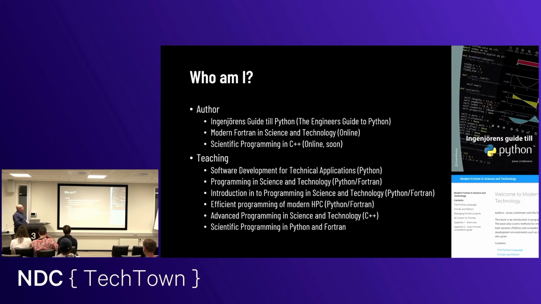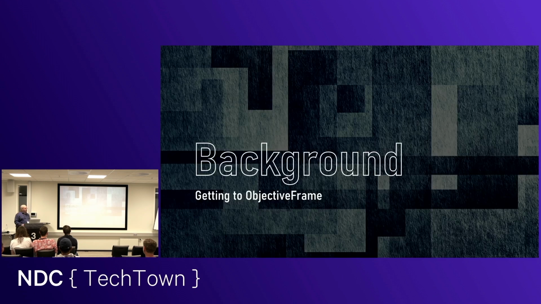I also have written some books. So I have a Swedish book, The Engineer's Guide to Python. I have an online book in Fortran. And I'm also working on a scientific programming book in C++, which will come online soon, I think. I teach a lot, and in different languages as well. So how did we get to ObjectiveFrame?